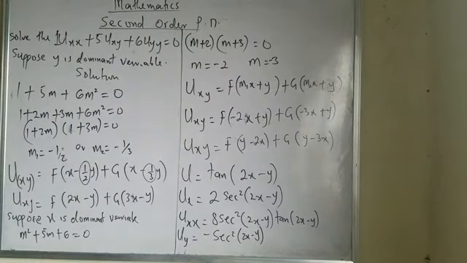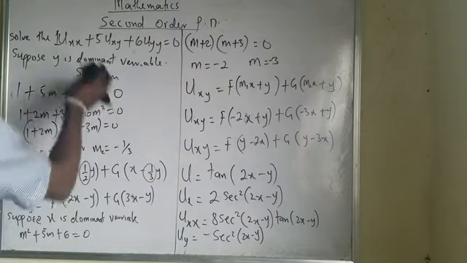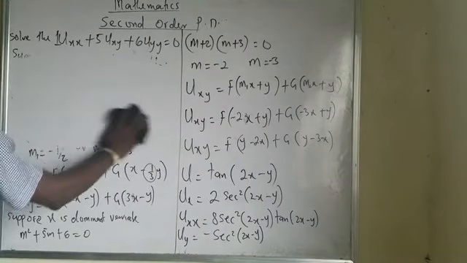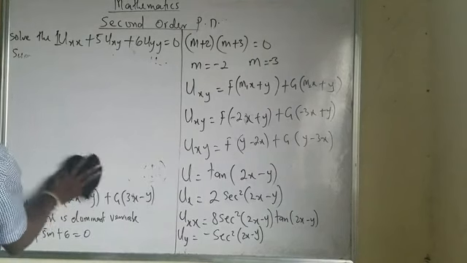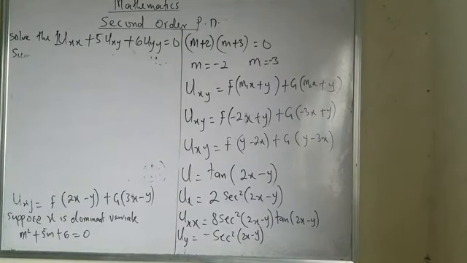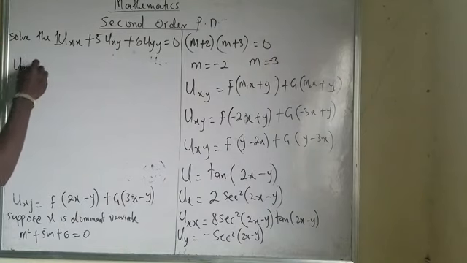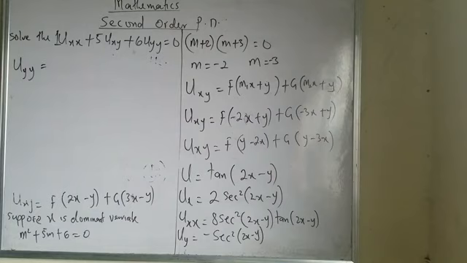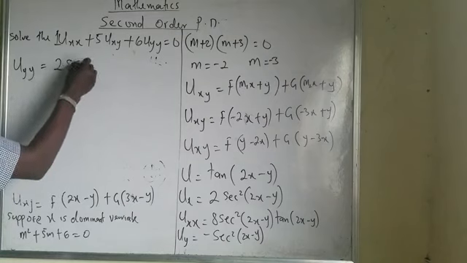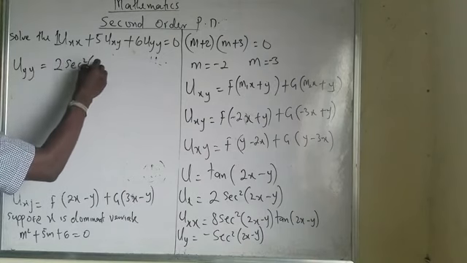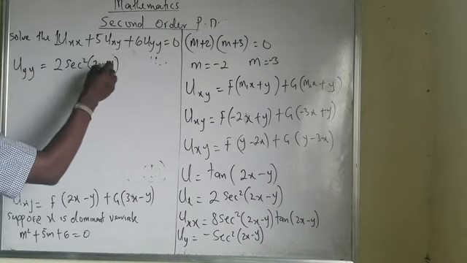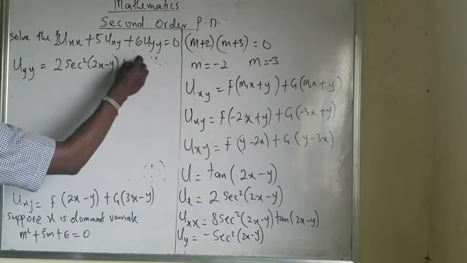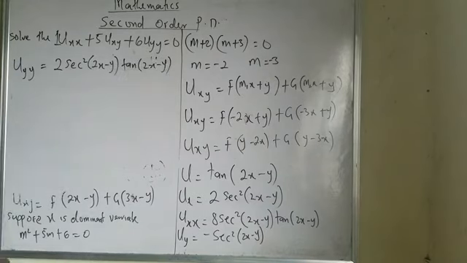Also, I'll move on to u of yy, which will be equal to 2 will come down, sec squared will be repeated, and 2x minus y tan bracket of 2x minus y. Okay, that is all about that.